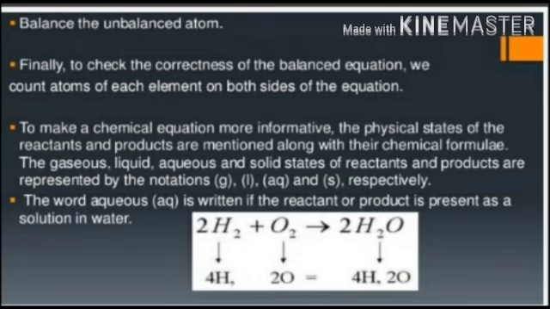To make a chemical equation more informative, the physical states of the reactant and product are mentioned along with their chemical formula. The gaseous, liquid, aqueous, and the solid state of reactants and products are represented by the notation (g), (l), (aq), and (s) in brackets. The word aqueous is written if the reactant or the product is present in a solution in water.